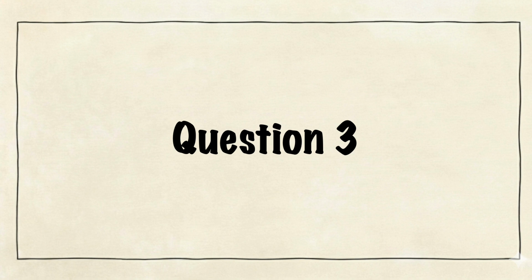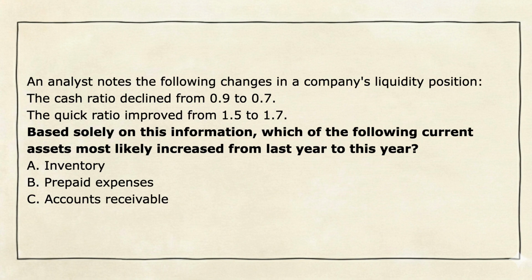Question 3. An analyst notes the following changes in a company's liquidity position. The cash ratio declined from 0.9 to 0.7. The quick ratio improved from 1.5 to 1.7. Based solely on this information, which of the following current assets most likely increased from last year to this year? A. Inventory. B. Prepaid expenses. C. Accounts receivable.